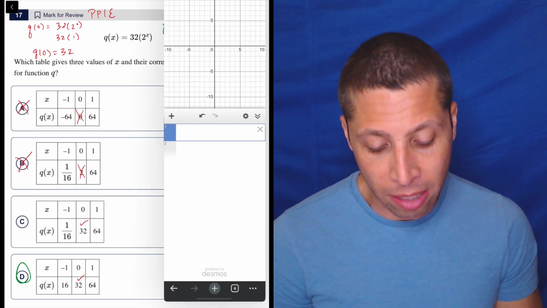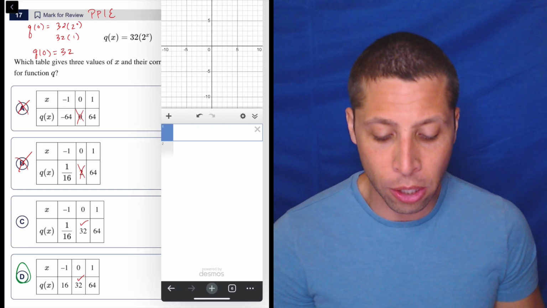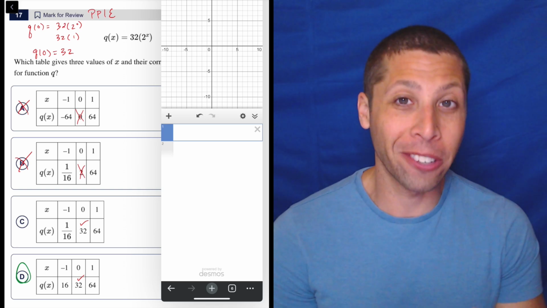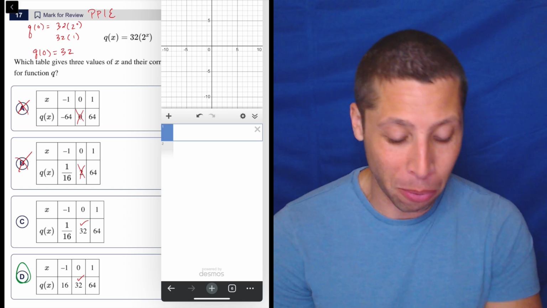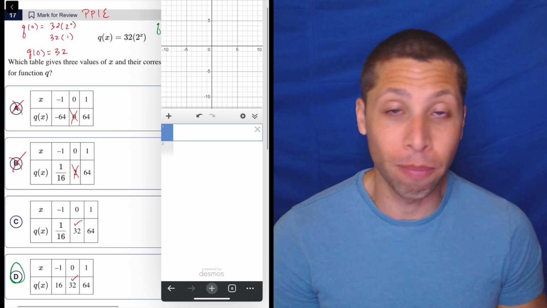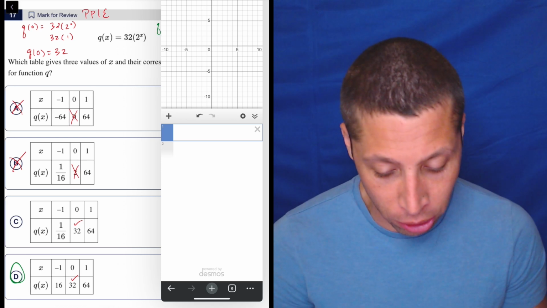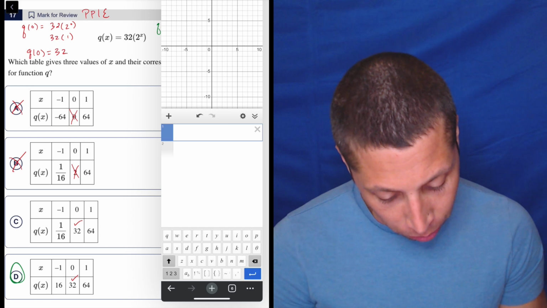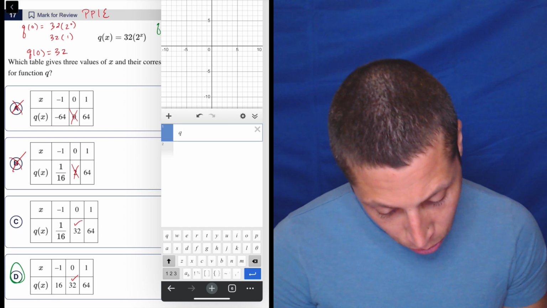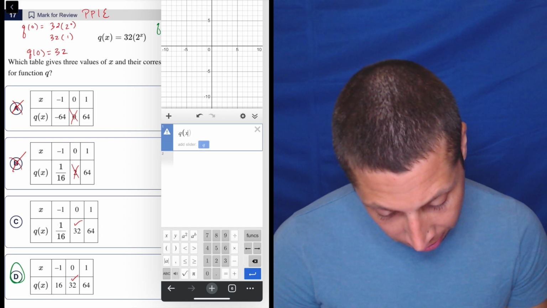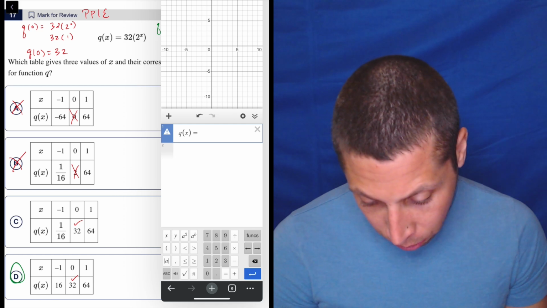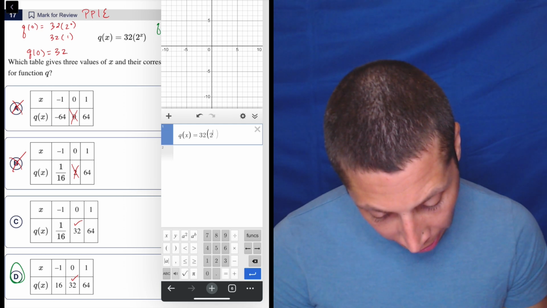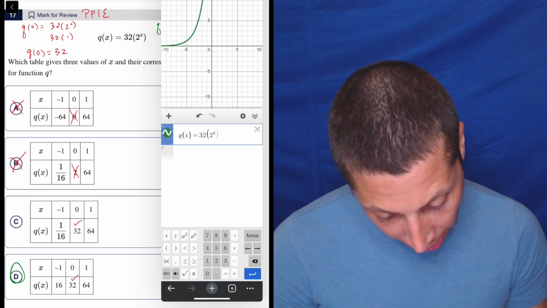But we can do this with Desmos if we really wanted to, using a table. I don't think this is very efficient here, but I'm showing you because there might be other questions at some point where knowing how to create a table is really useful. So the first thing I would do is create the function. So let's just go, we can stick with Q, it doesn't really matter. Q of X is equal to, what did they say, 32 times 2 to the X.